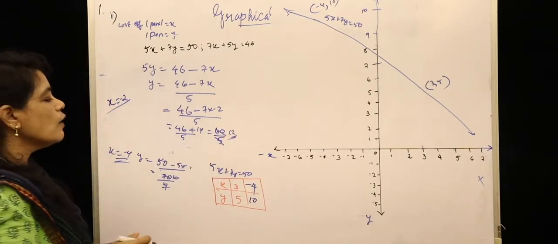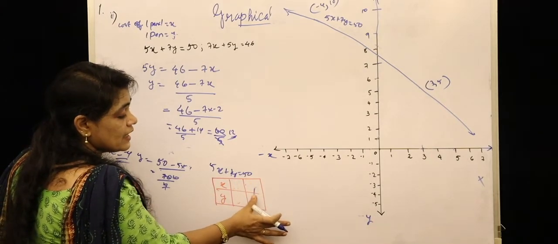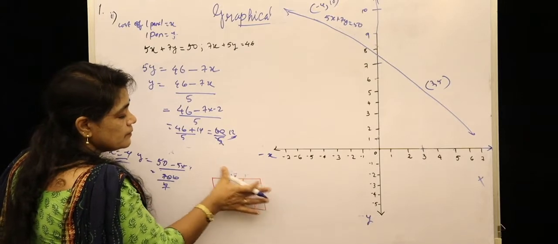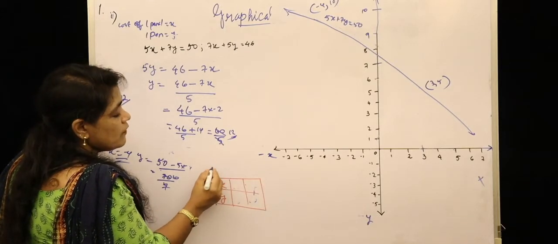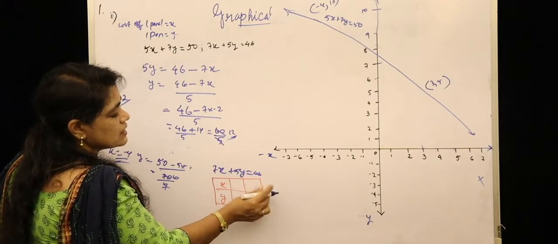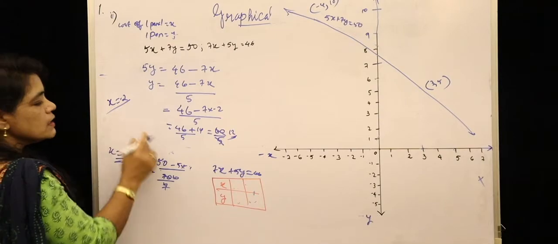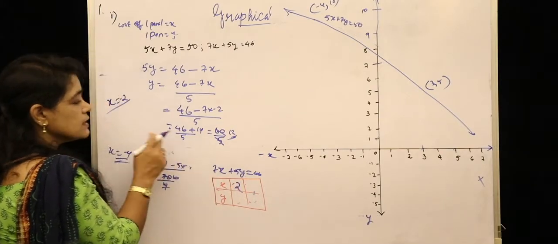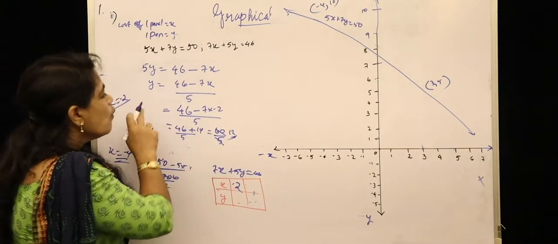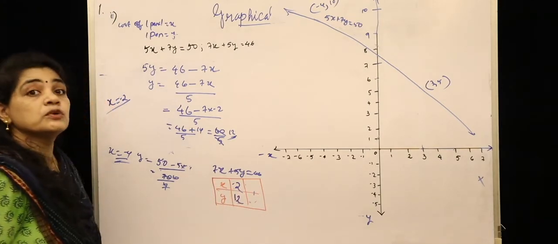That means we now have the values of x and y for the second line, that is 7x plus 5y equal to 46. Here we have substituted x as -2 and simultaneously the corresponding value of y we have seen is 12. y is equal to 12.